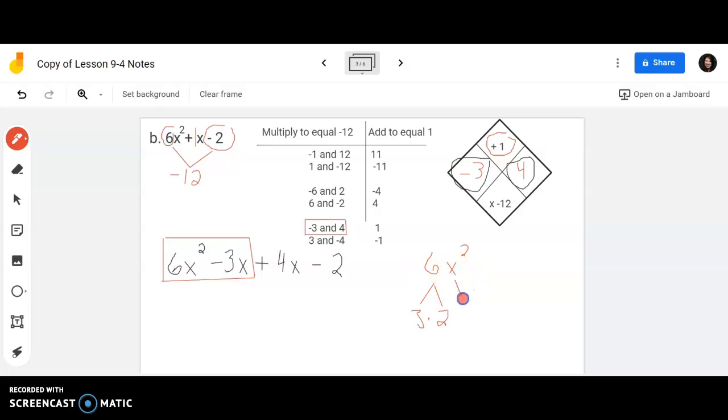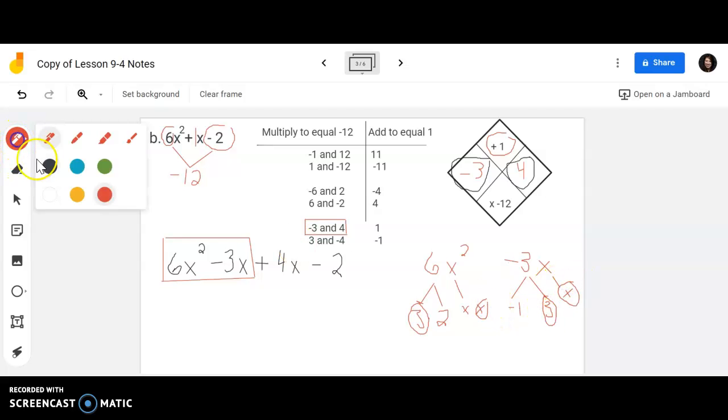Oops, my mouse is having a hard time. 2 x's. And then we have negative 3x. So we can break that down to be negative 1 and 3 with an x. So what numbers do they share? They share a 3 and they share an x. So our greatest common factor is going to be 3x.